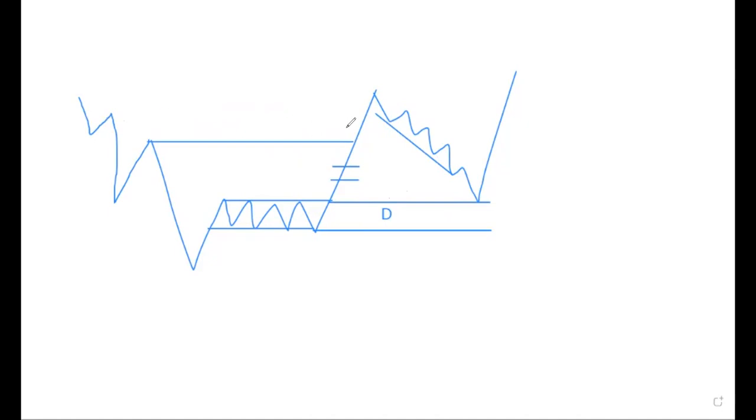The same happens with the supply. We would have something like this: our price coming and then forming a movement of this kind, then going down. What do we have here? We have our supply zone.